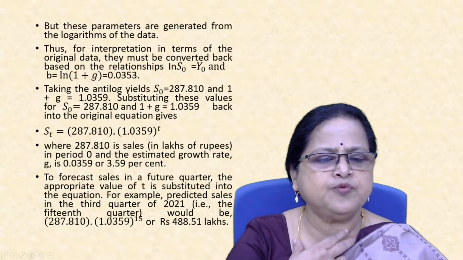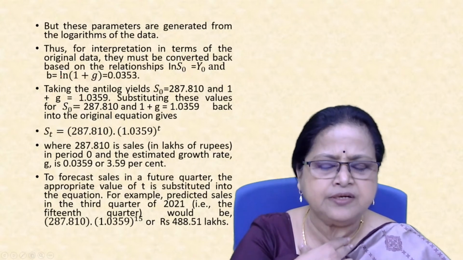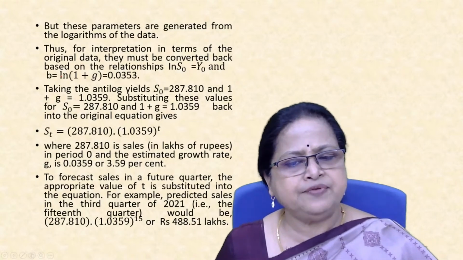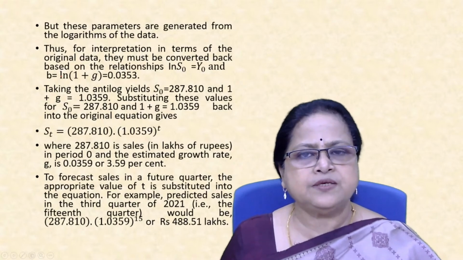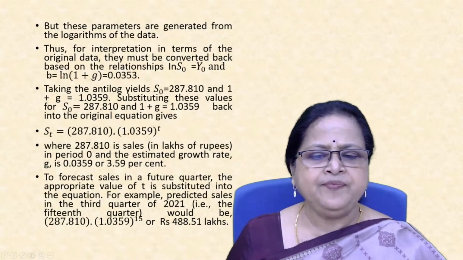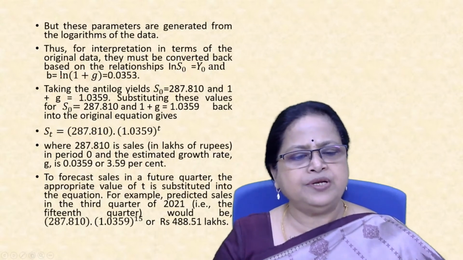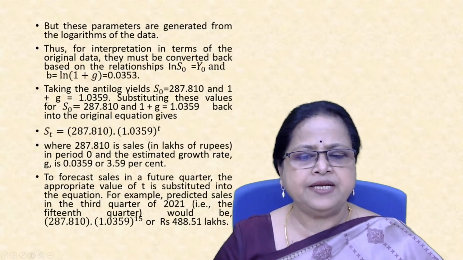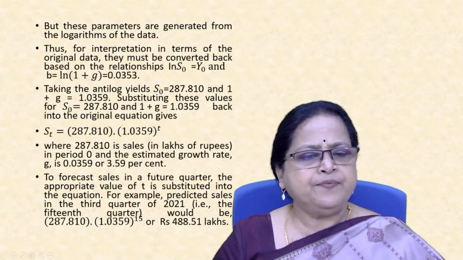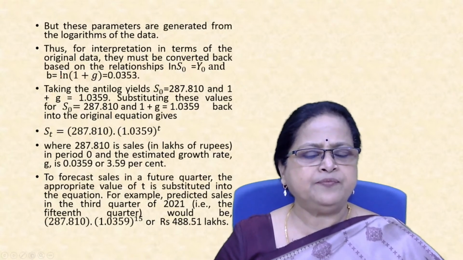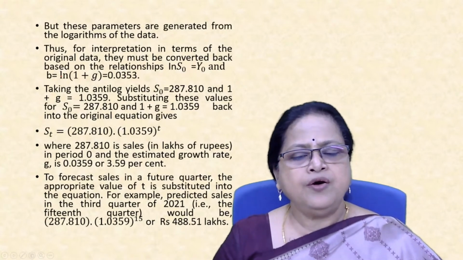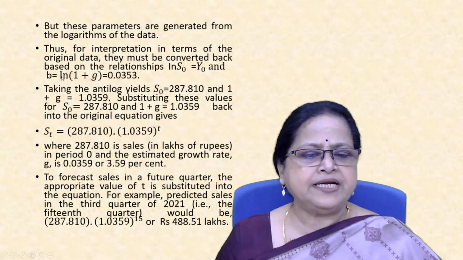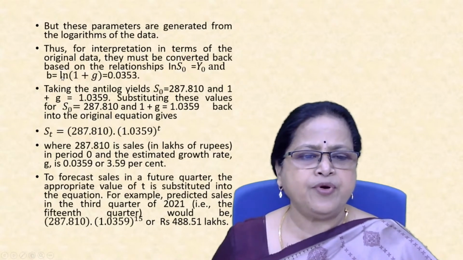So putting that value, we are getting 287 as the sales in lakhs of rupees in period 0, that is the first quarter, and the estimated growth rate is 3.59%. To forecast sales in a future quarter, the appropriate value of t is substituted into the equation. For example, predicted sales in the third quarter of 2021, where t is equal to 15, will be 287.810 into 1.0359 to the power 15, or 488.5 lakhs. That will be the predicted sales with a growth rate of 3.59%.